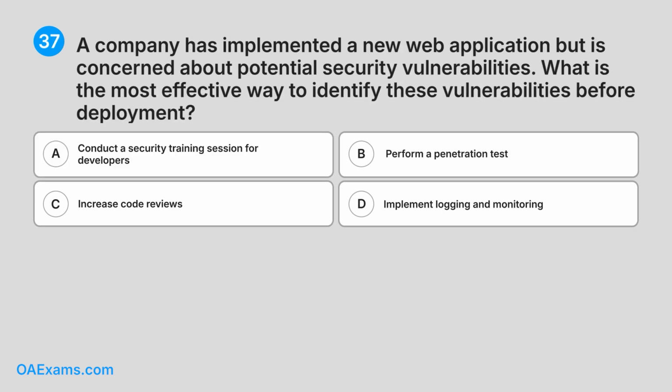37. A company has implemented a new web application, but is concerned about potential security vulnerabilities. What is the most effective way to identify these vulnerabilities before deployment? A. Conduct a security training session for developers. B. Perform a penetration test. C. Increase code reviews. D. Implement logging and monitoring. Do you know the answer?